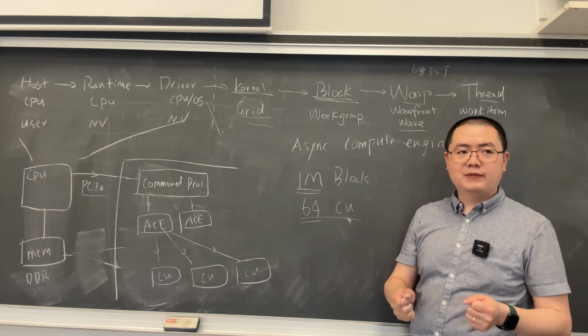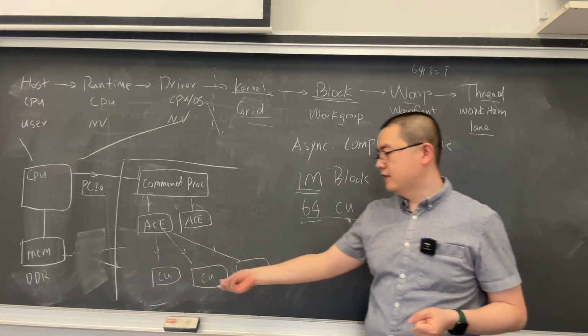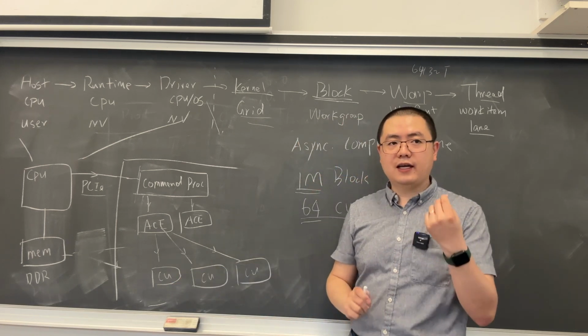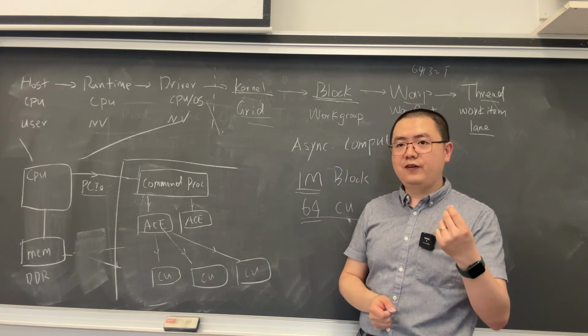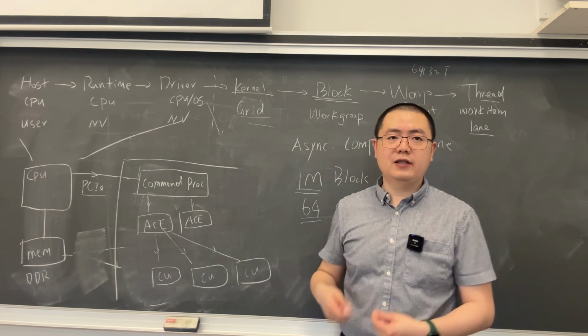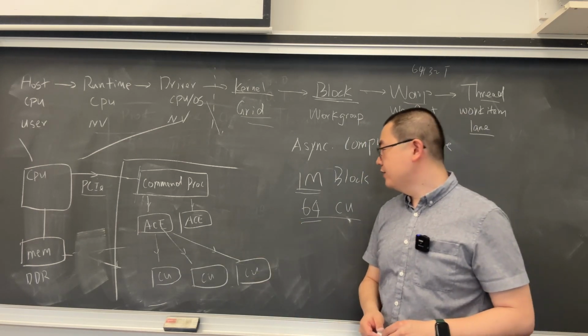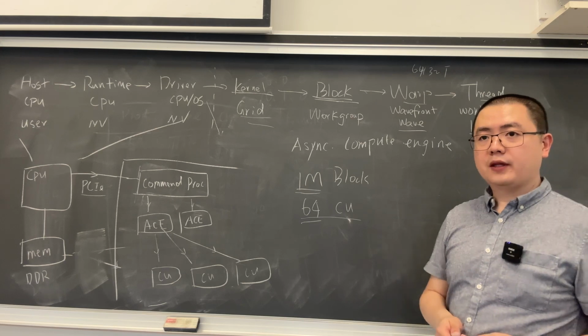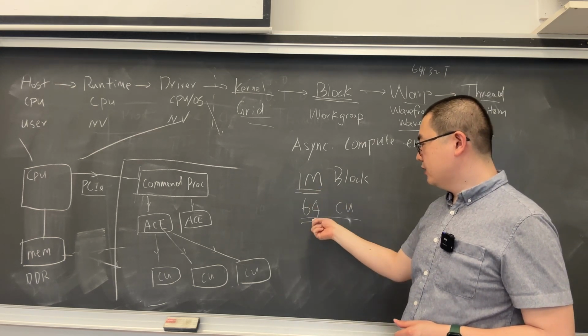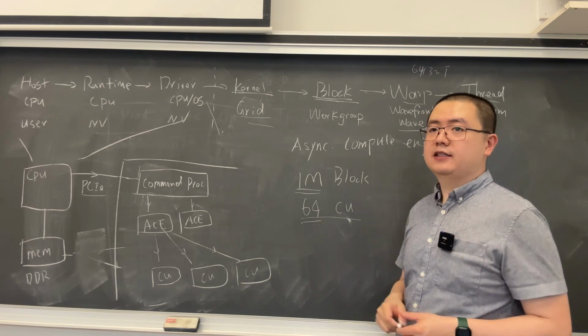So it's not exactly batches, it's just that if I'm a CPU, I execute one task. After that one, I get another one from the ACE. Then I'm executing that one, and after that one, I get another one. So that means if we have 1 million blocks, only a small number are executing at the same time.